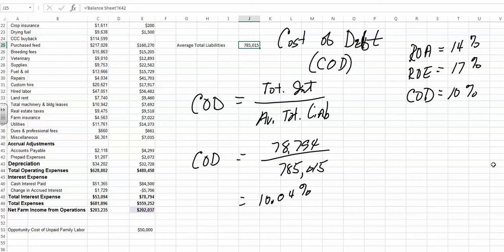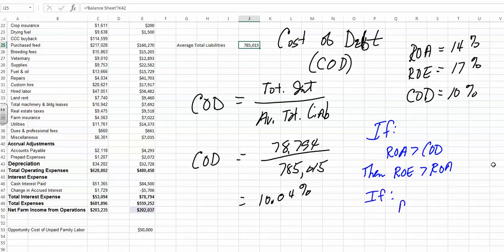So you end up with a relationship that looks a lot like this, and this is very important. If the return on assets is greater than the cost of debt, then the return on equity will be greater than the return on assets. Conversely, if the return on assets is less than the cost of debt, then your return on equity is less than the return on assets. And if that's true, you may have to dip into your equity to pay the interest back to the bank. That's why a lot of times we refer to this as financial risk.